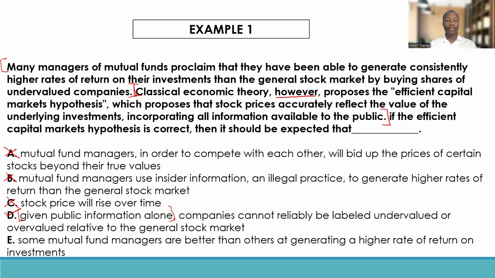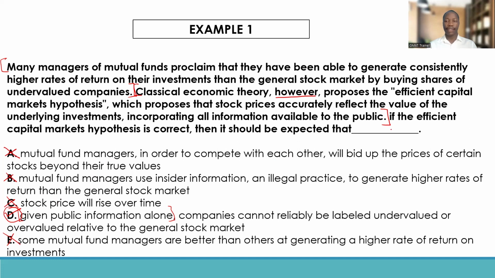So E, some mutual fund managers are better than others at generating a high rate of return on investment. So this is generally out of scope. There's no comparison between a particular set of managers in this paragraph, so we don't have that information. So E is definitely out. So D is a correct answer.